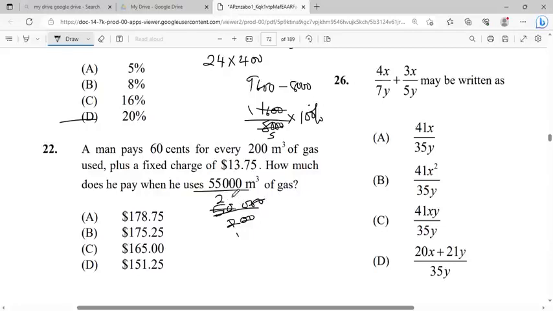Remainder 1, whatever. 5 times. Oh, this is supposed to be 55. So 15 now, we'll get 7 and then 5. All right, so it's 275. That's what that part works out to. 275. And they say you pay 60 cents.